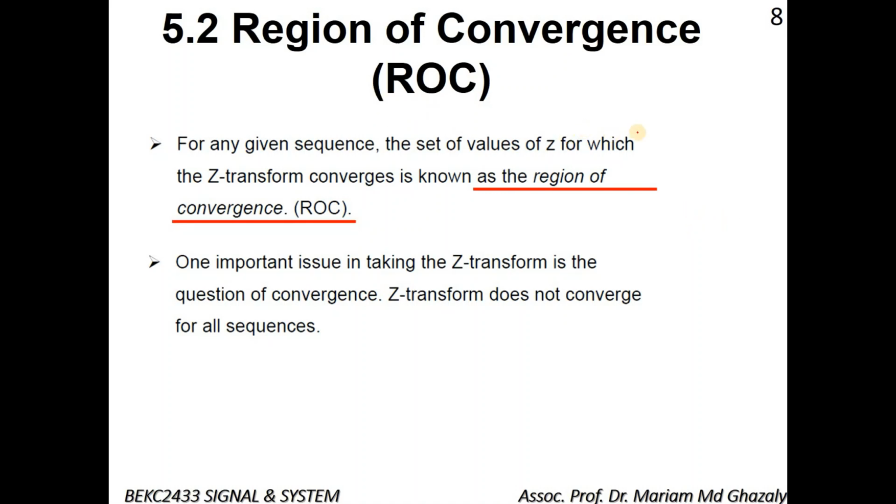Okay, next we are going to go to the region of convergence. So for the region of convergence, for any sequences, the set of values of z for which the z transform converges is known as the region of convergence.